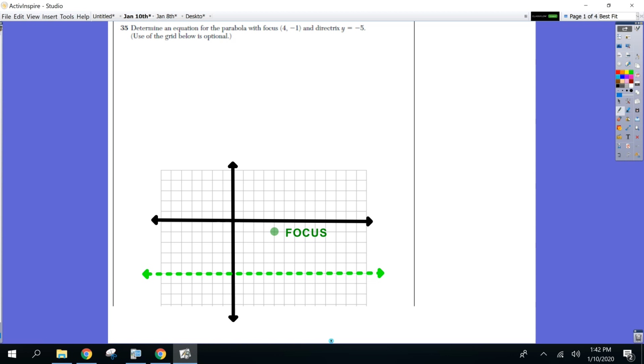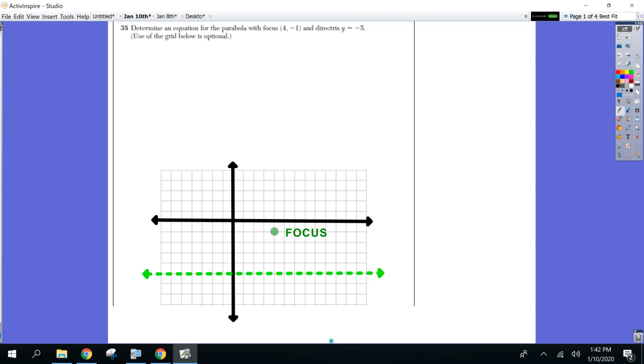And after that, graph the directrix, y equals -5. That's a horizontal line, like I've got up here. Horizontal line going through -5. And write the equation for this parabola. I may do this differently than what you learned last year. I'm sorry, I don't care, just because this is the easiest way for me to reteach it to you.